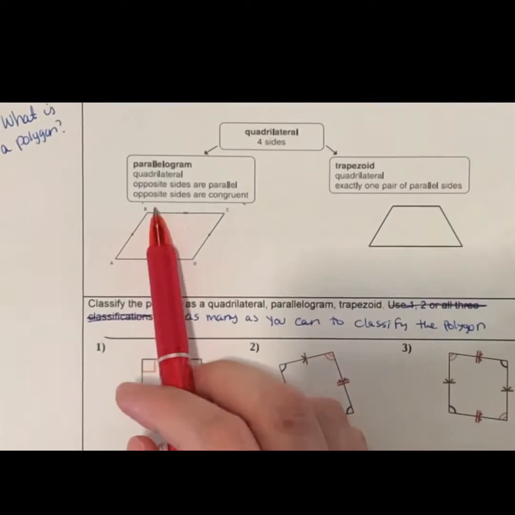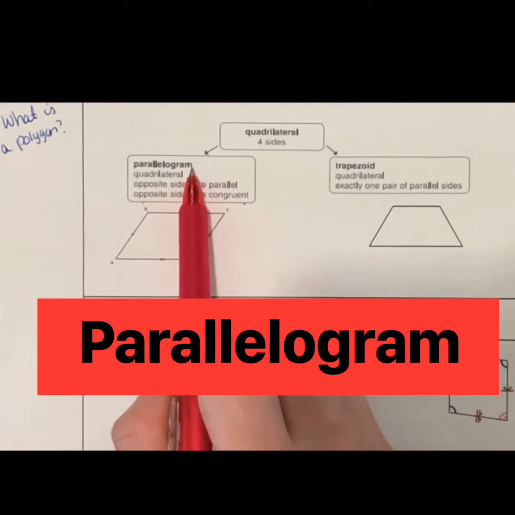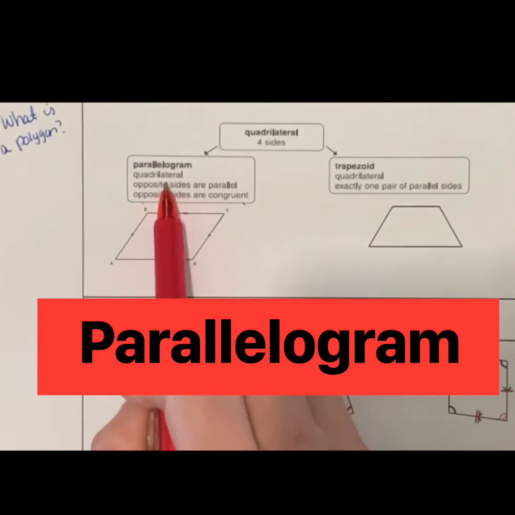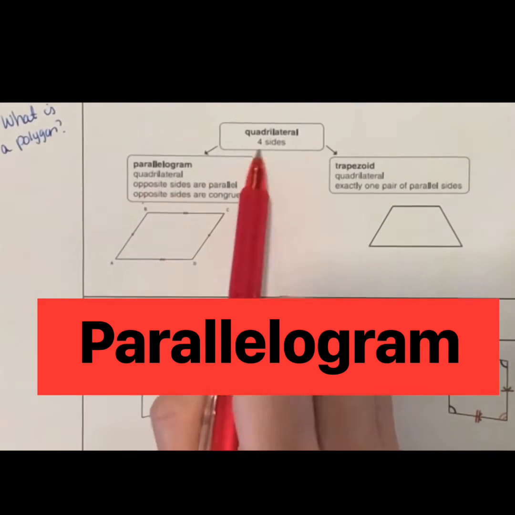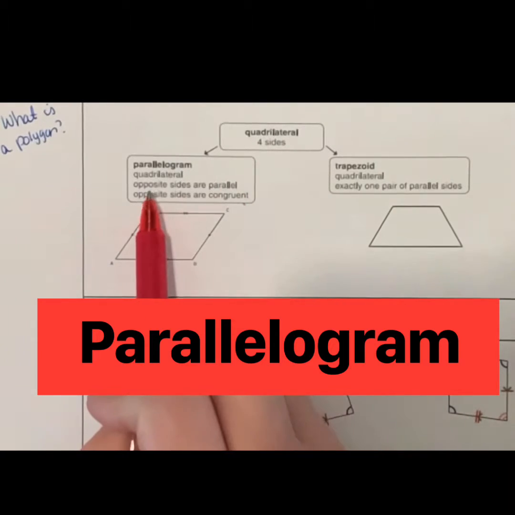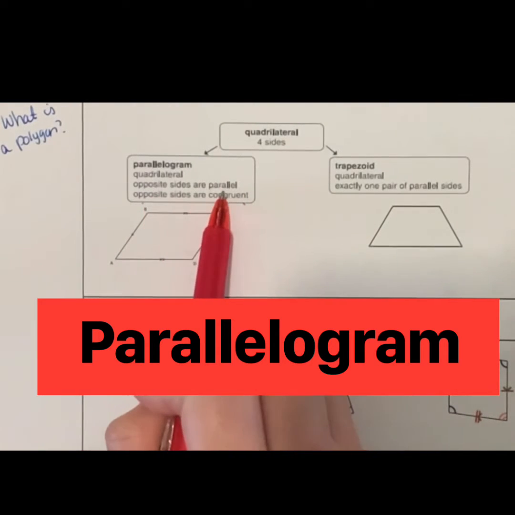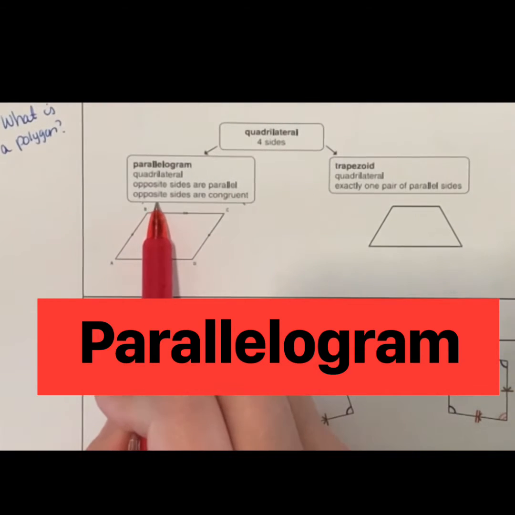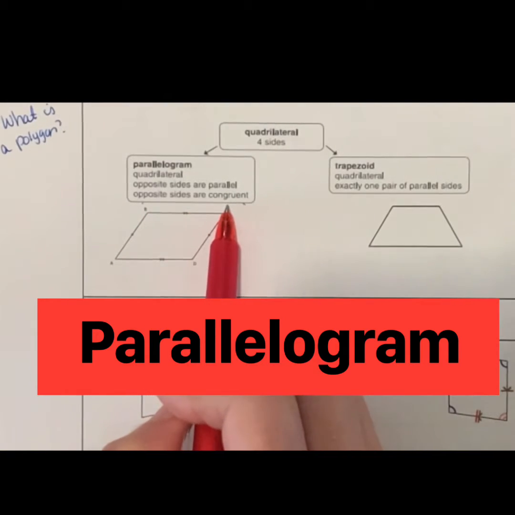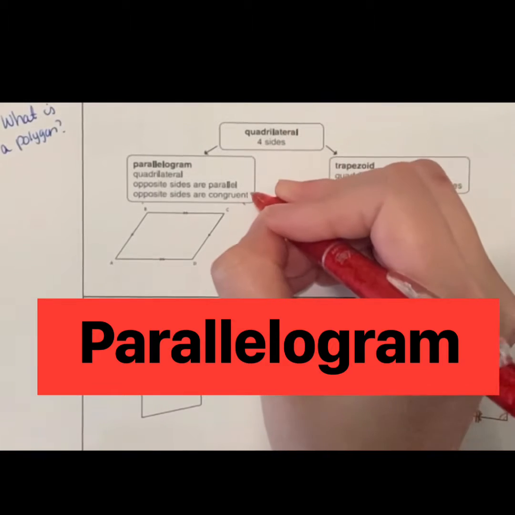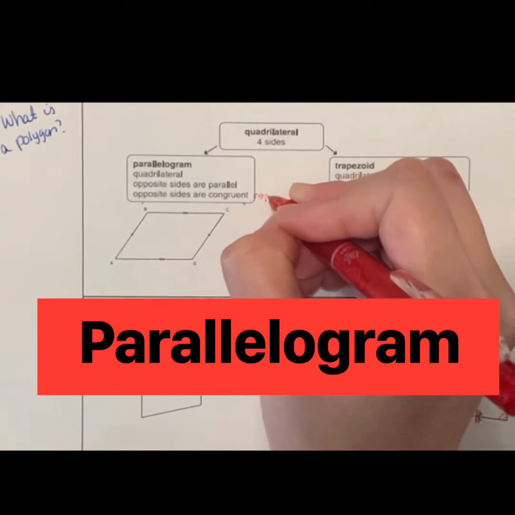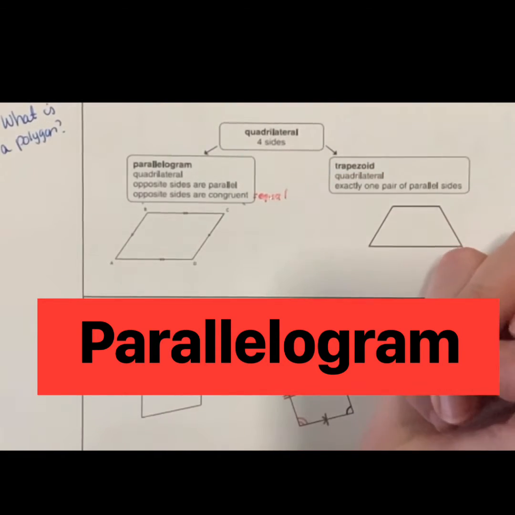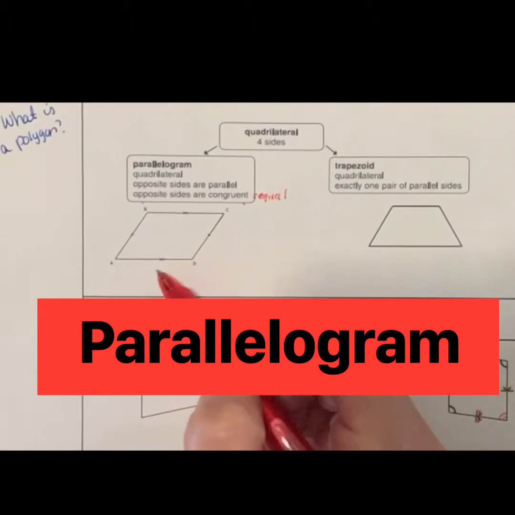So we're going to start with the parallelogram. In order for a shape to be classified a parallelogram, it has to be a quadrilateral. And what's a quadrilateral? 4 sides. It has to have opposite sides that are parallel, meaning going both the same direction. Opposite sides are congruent, meaning equal. So you can say congruent means equal. All right, so let's look at this shape.